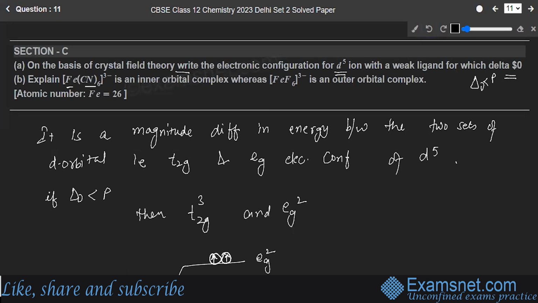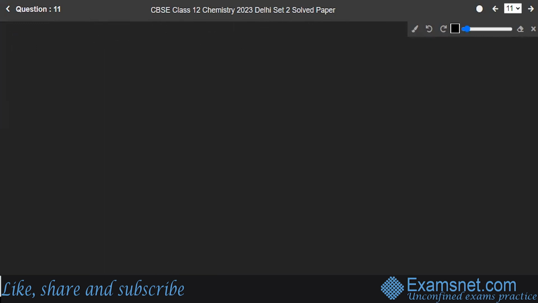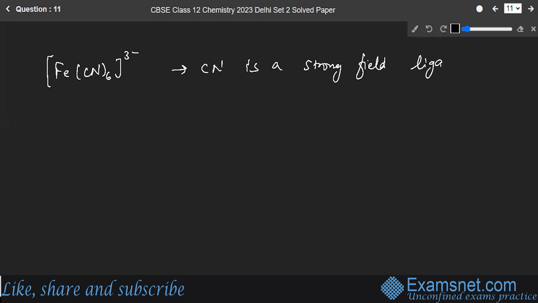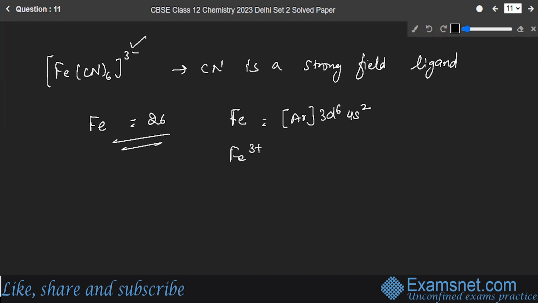All right. So now the second part of the question. Explain Fe(CN)6 3- is an inner orbital complex, whereas this is an outer orbital complex. You are given the iron is having atomic number as 26. First of all, you have Fe(CN)6 3-. CN is a strong field ligand. So Fe's electronic configuration will be given by argon 18, followed by 3d6, 4s2. And for Fe3+, because the oxidation number of iron is plus 3, this is argon 3d5. This will be 1, 2, 3, 4, 5. So here will be 1 each.